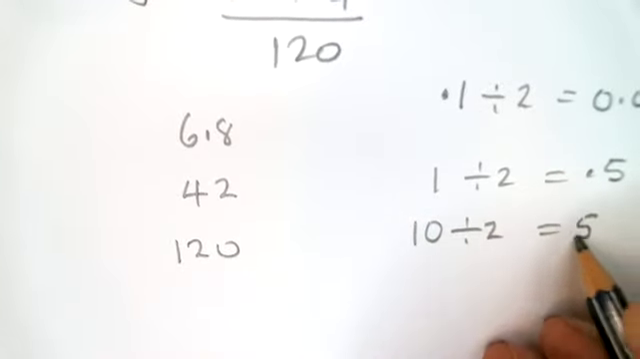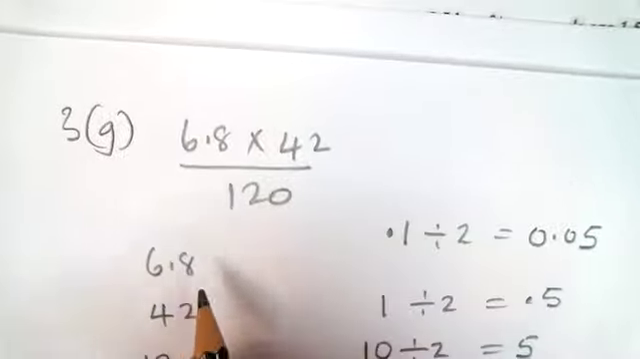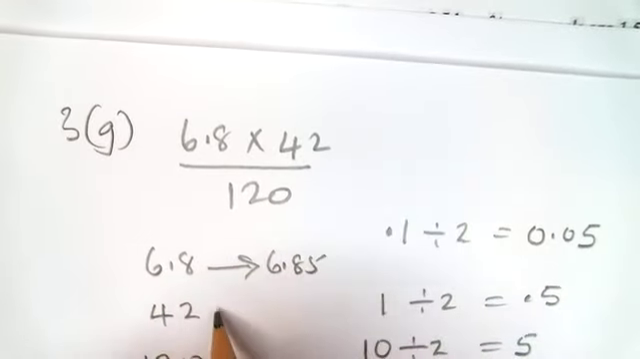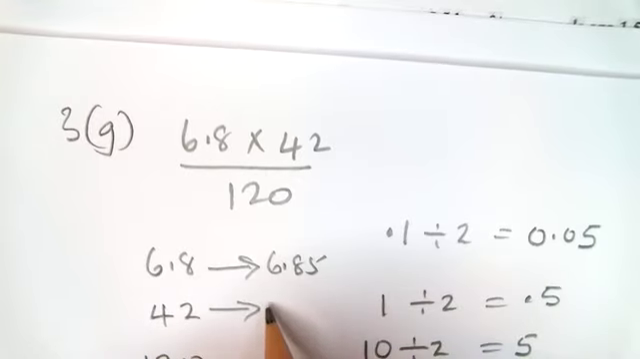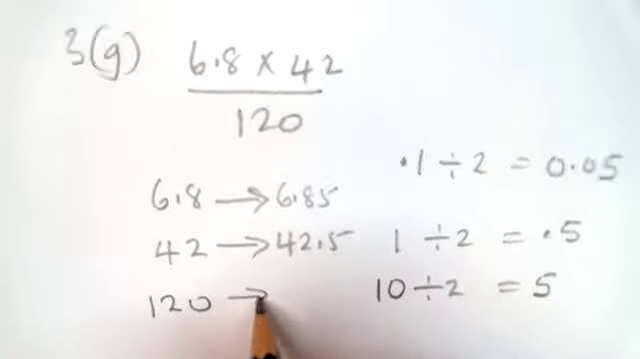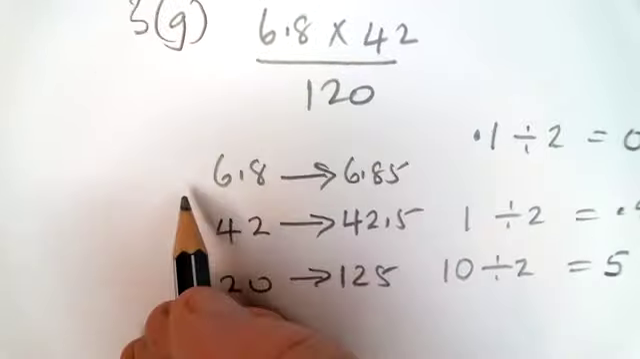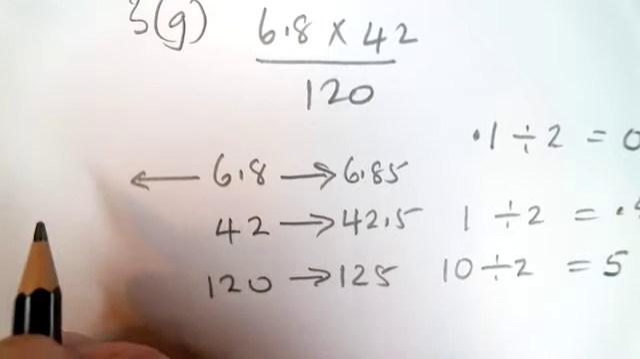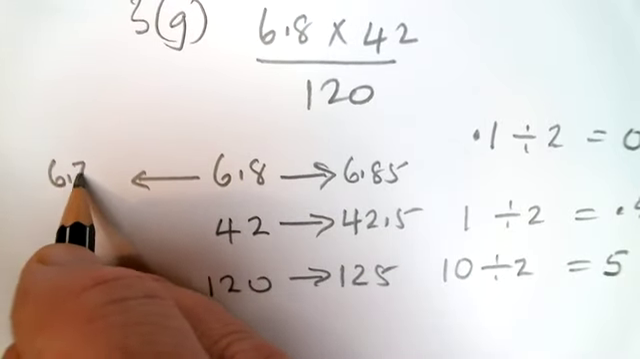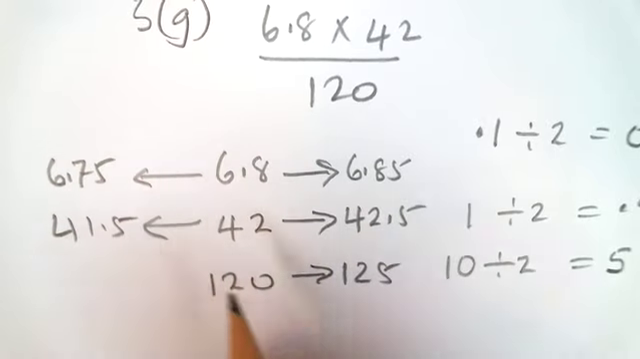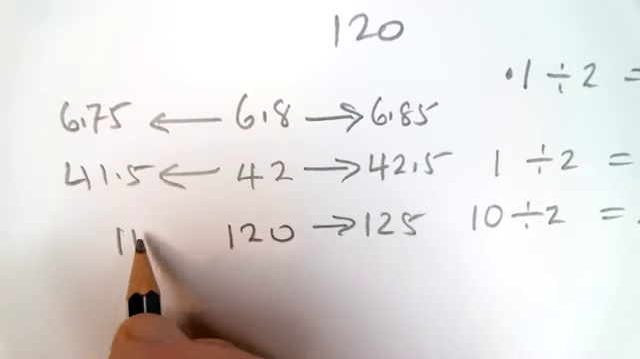is a 5. So in other words, the 6.8 is going to go as high as 6.85, this is going to go as high as 42.5, and this is going to go as high as 125. So I'm just adding on each of these. I'm going to subtract them as well. So this is going to be 6.75, this one here is going to be 41.5, and this one here is going to be 115.